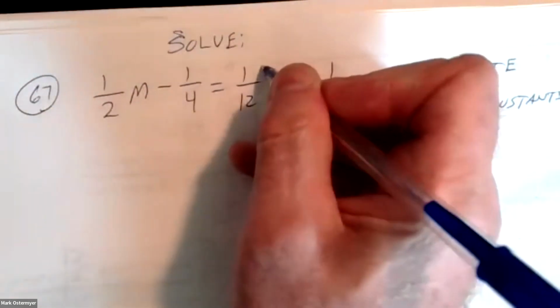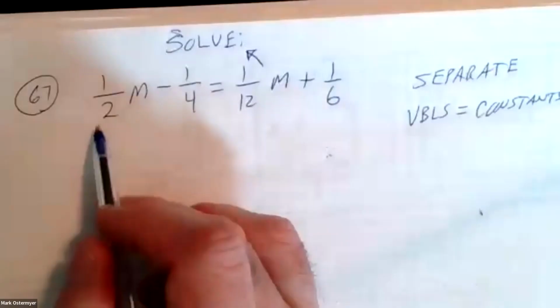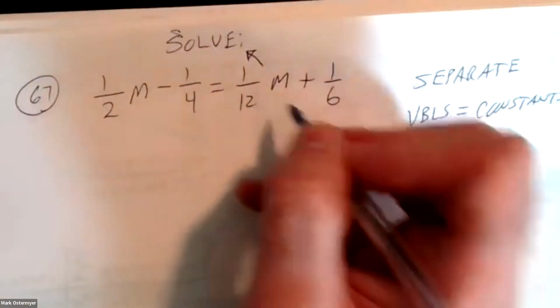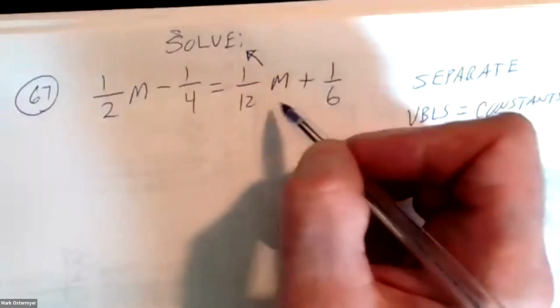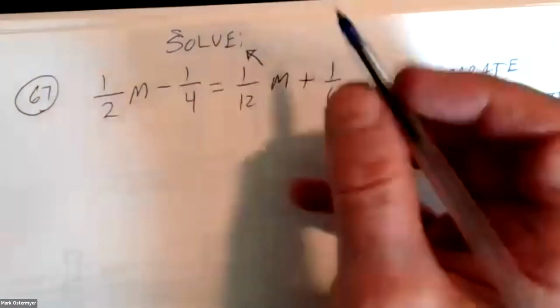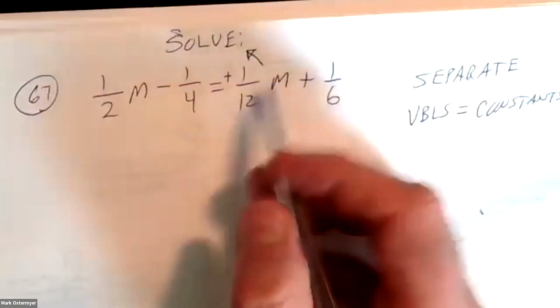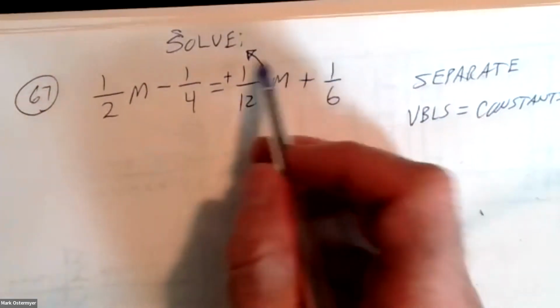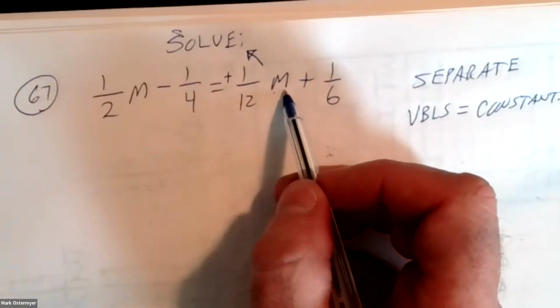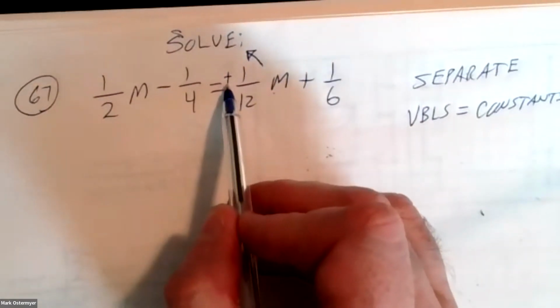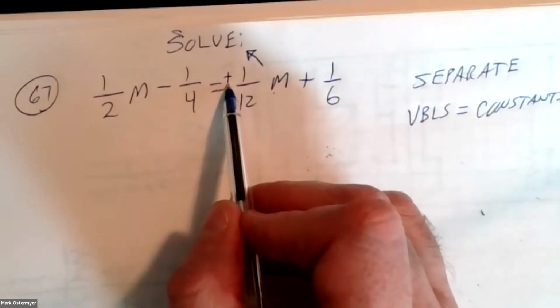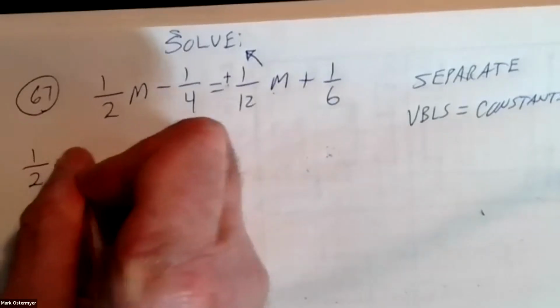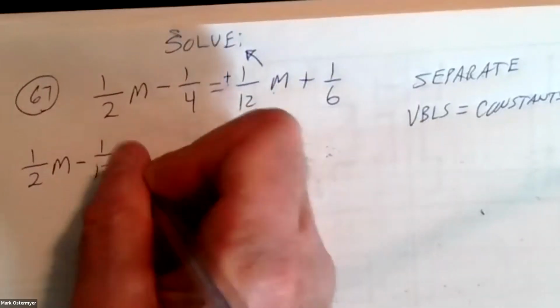So I got to bring this 1/12 m over to the left side of my equation to join the 1/2 m. How do we do that algebraically? What equality property do we implement here to bring the 1/12 m over to the left? This is a plus 1/12 m. How do I move a positive 1/12 m term to the other side of the equation? What's the inverse of addition? Subtraction. We're going to have to subtract off that 1/12 m from both sides of our equation.